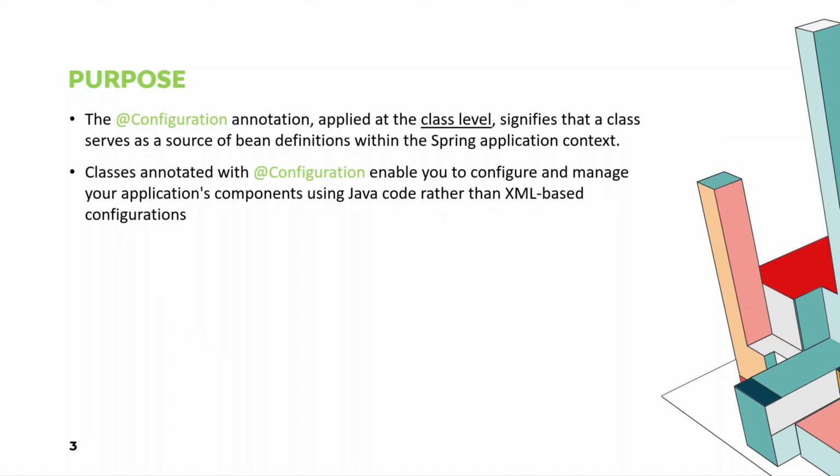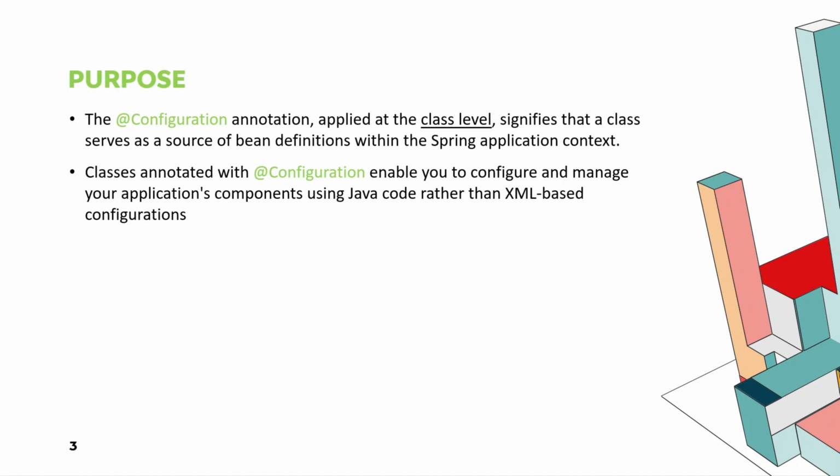The purpose is, as I said, @Configuration is an annotation applied at the class level. We put @Configuration on top of the class only. It tells that the class serves as a source of bean definitions within the Spring application context, which means when you put @Configuration on top of the class, we are telling the container that inside the class there are some beans available that should be loaded and maintained by Spring Boot.